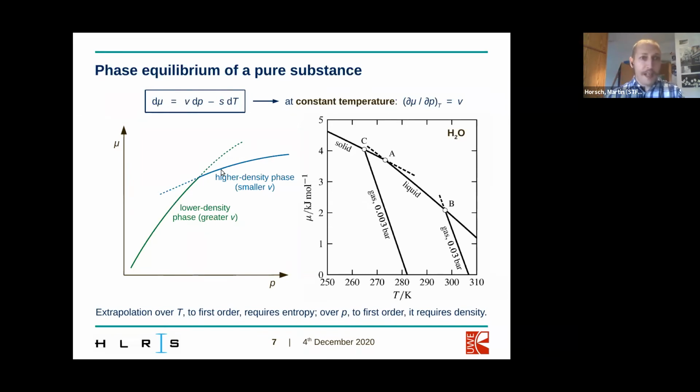So if you know the values of the chemical potential and its derivative close to this point, you can extrapolate both curves and determine the conditions at which the two phases are in equilibrium. If this extrapolation is done over temperature, entropy is required. If it is done over pressure, density is required. And the chemical potential is required as a basis.